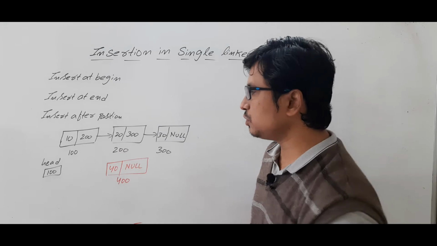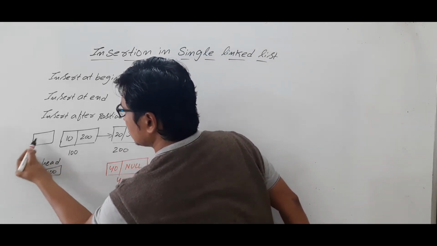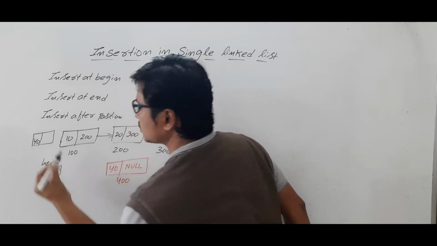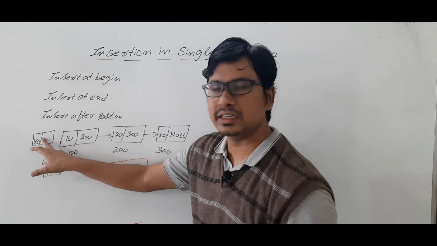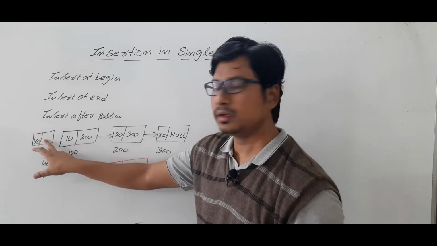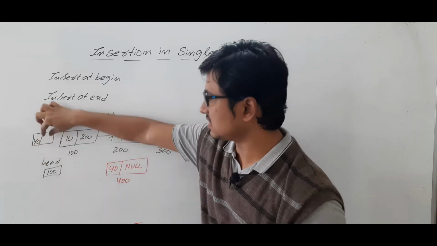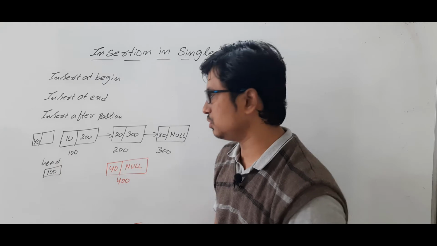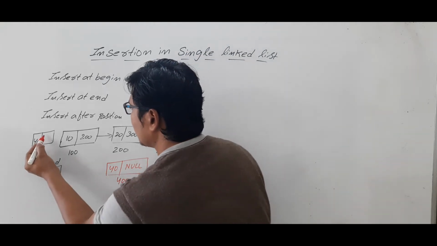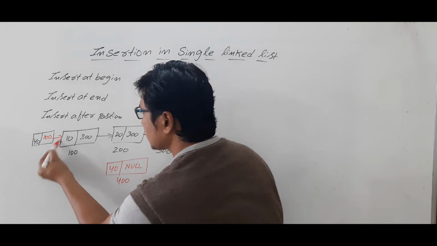Now what should I do? First thing, I have to create a link to this node. Am I right or wrong? What I have to do is say new node of next is equal to head. Head is having the first node. So here you should have 100. Is it clear? Now you have a connection.